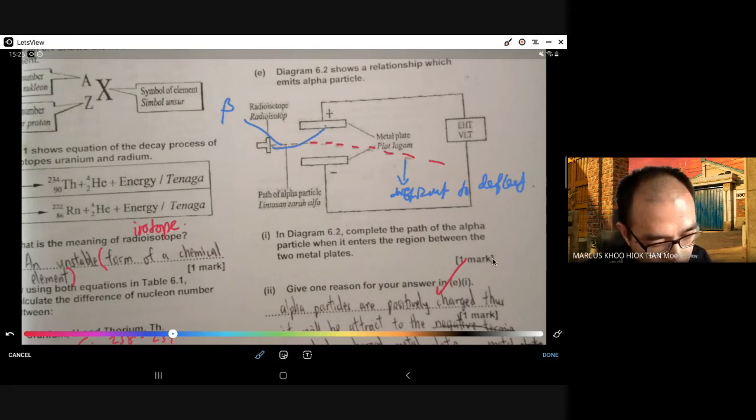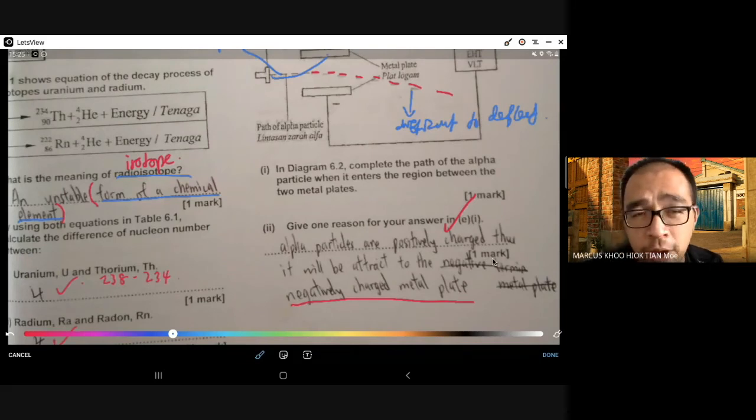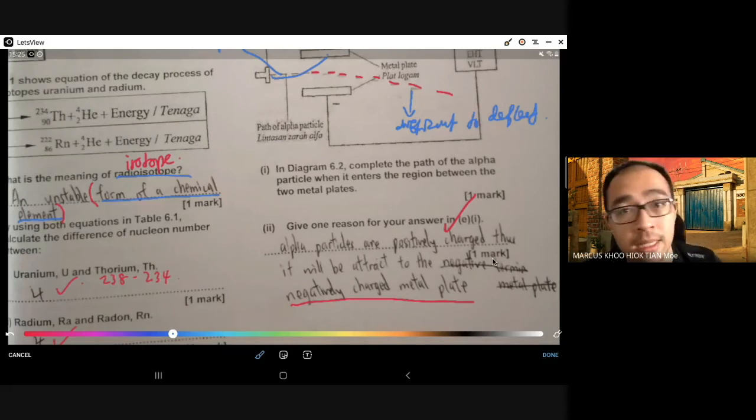Secondly, the meaning of radioisotope. I would not really put this form of chemical element. I have seen people talk about this before, specifically for the exam. Radioisotope is generally one of the easier definitions: an unstable isotope. You don't have to talk about isotopes, because isotope is a chemistry thing. Two elements with the same number of protons but different number of neutrons, blah blah blah. All that is chemistry. We are just interested in what is a radioisotope.